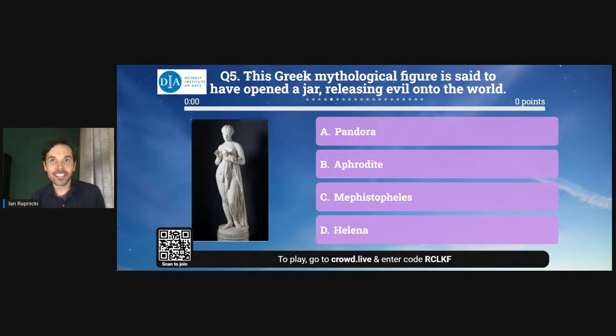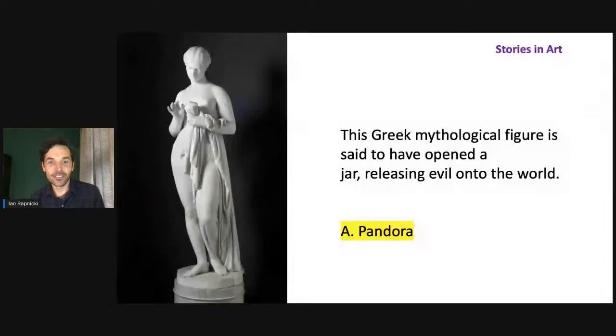Time's up. And the answer is A, Pandora. This is a sculpture of Pandora from 1864. You've probably heard of Pandora's box, but the Greek word pithos from Pandora's story was mistranslated at some point as box. Actually, pithos refers to a large jar. So if you're trying to avoid confusion, maybe you can just stick with the idiom about a can of worms instead of Pandora's box.